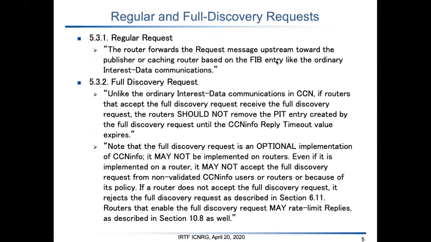And regular and full discovery requests. Both are different, and we already discussed some supportive mechanisms, especially for the full discovery request. We want to keep the full discovery request as well, but the default is a regular request. In the regular request, the router forwards the request message upstream toward the publisher or caching router based on the FIB entry, like ordinary interest-data communications. So the default protocol or mechanism can work as regular interest-data communications. They don't need to have any special behavior for the request and reply communication.